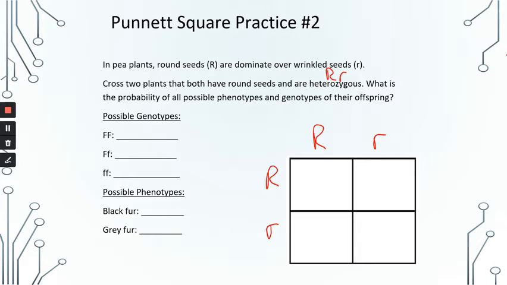So we're going to look at the top left box. On the top left box, we see a capital R above it and a capital R to the left. So we're going to fill it like that. In the top right box, we see a lowercase r above it and a capital R to the left. Notice I'm always putting the capital first when it's heterozygous. In the lower left box, we see a capital R above it and a lowercase r to the left. And then finally, the bottom right, we see a lowercase r above it and a lowercase r to the left. So those are all our possible genotypes. We need to figure out the probability of each.